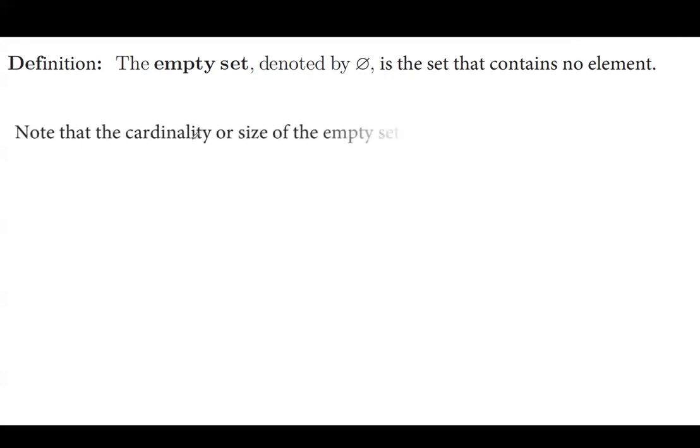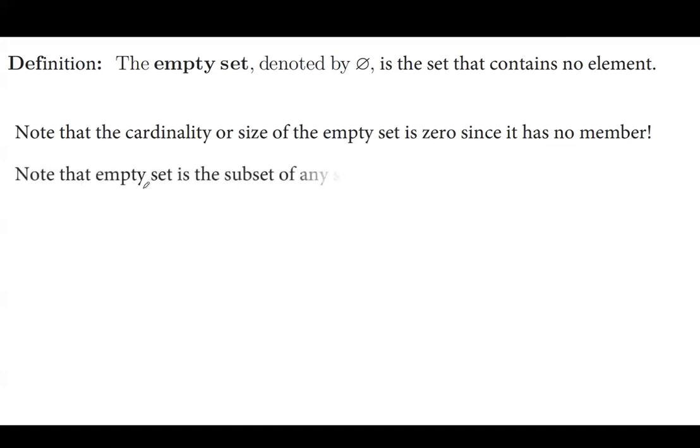Another definition for you. A set that has nothing in it is called the empty set. It's denoted by the empty set symbol, or you can use curly brackets with nothing in them. Note that the cardinality or size of the empty set is 0 because it has 0 members. It doesn't have any member in it. Also note that the empty set is going to be a subset of any set.